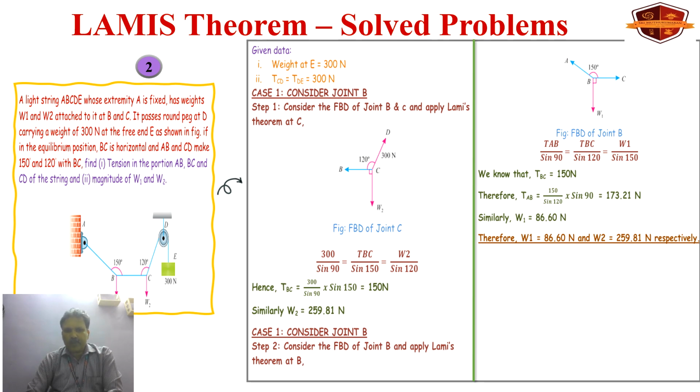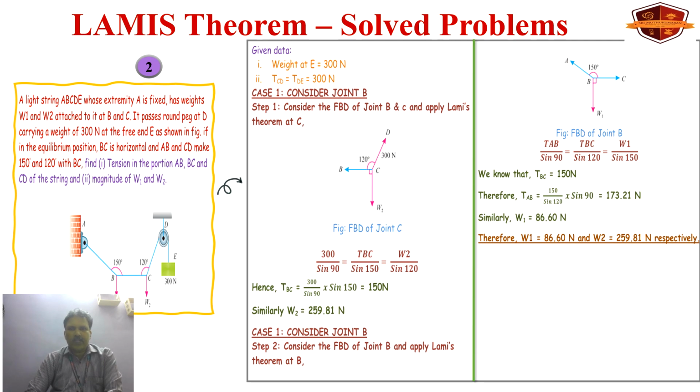Which joint is preferred first? Joint B, because the number of known values is larger: the 300 Newton is known, while W2 and TBC are not. With the help of the 300 Newton, we can automatically find the other two values using the relationship. After finding these values, we correlate with the next joint, that is joint C.